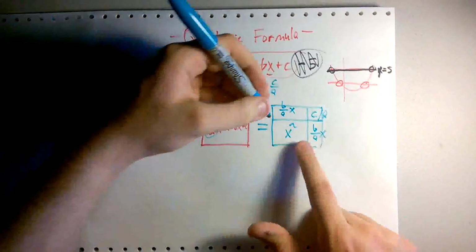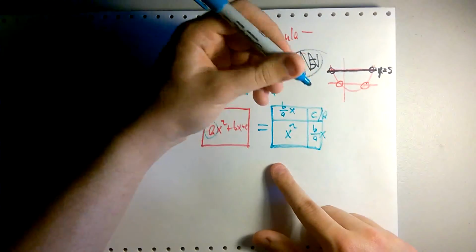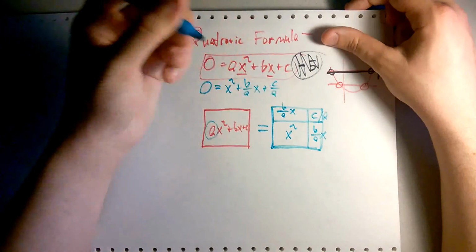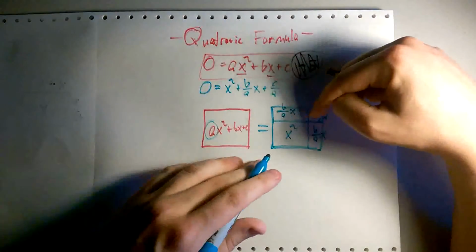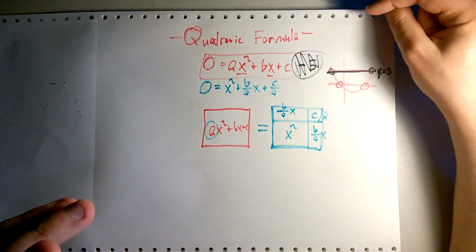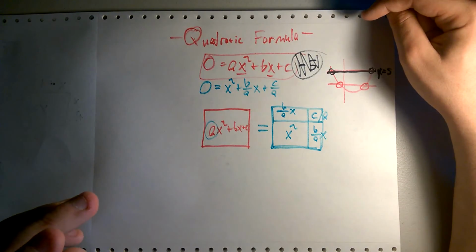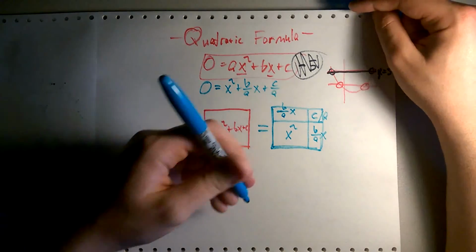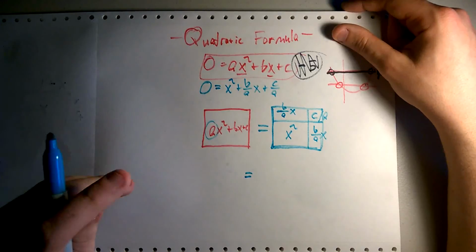But here's the thing. This is actually going to be a square. We want this to be a square. Technically this is a rectangle right now, and so there isn't really an easy way to solve that. But here is the trick we're going to do.